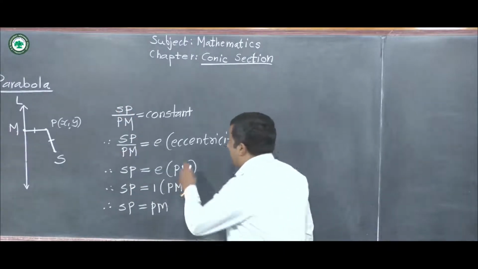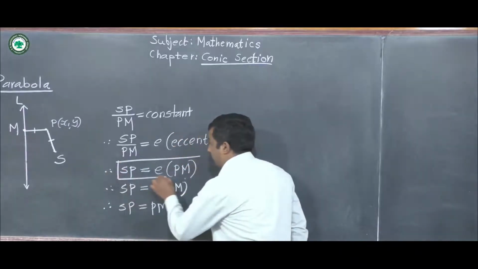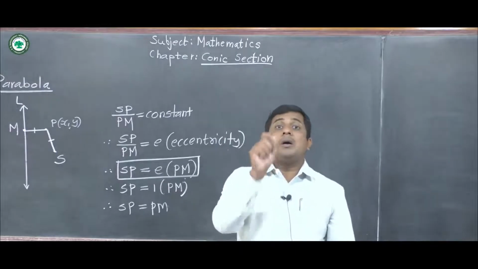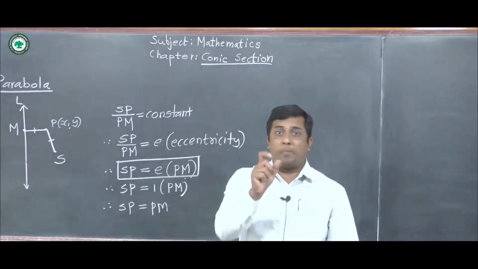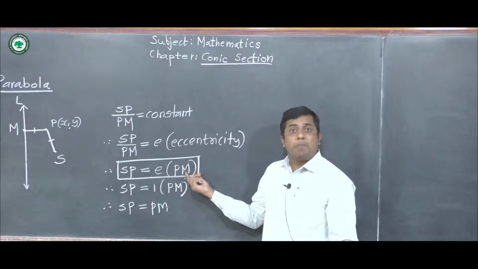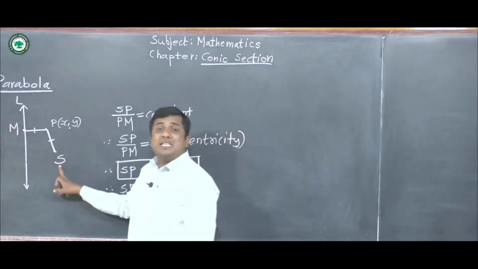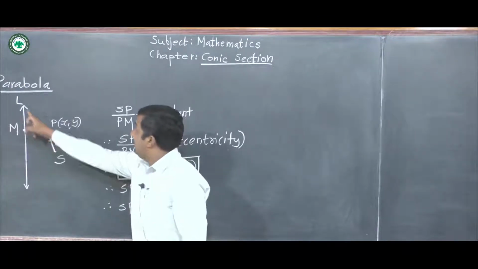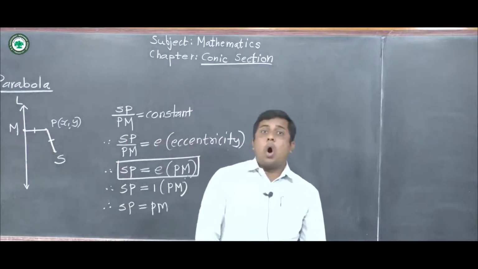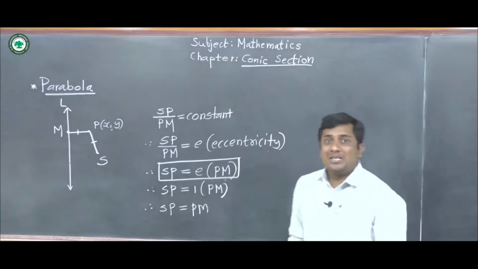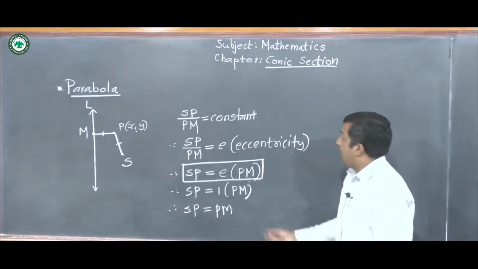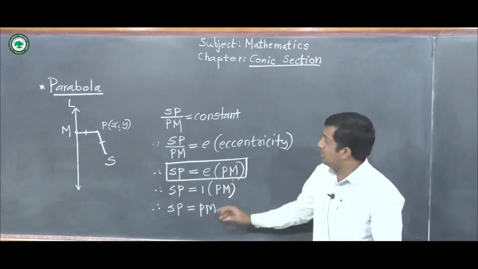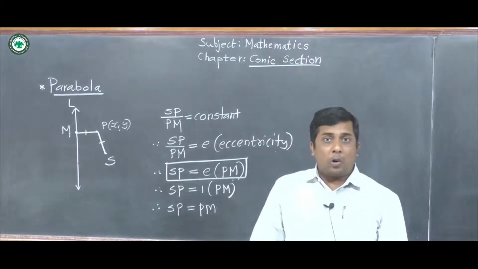Now remember this relation, SP is equal to e into PM, is called the focus directrix property. Here S is called the focus, and this line L is called the directrix. So using the focus and directrix we define the focus directrix property. So this is all about our parabola.